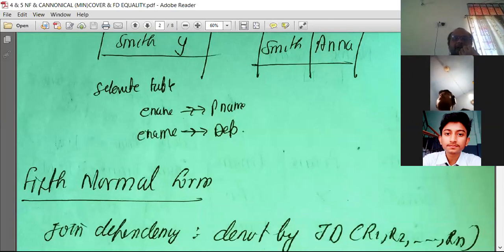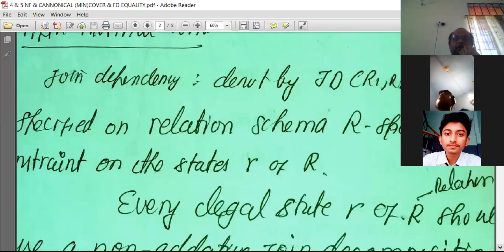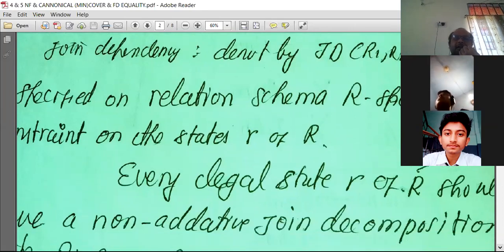Now, what is fifth normal form? In fifth normal form, we are using join dependency. Suppose there are n number of tables or relations, and we are using join dependency.